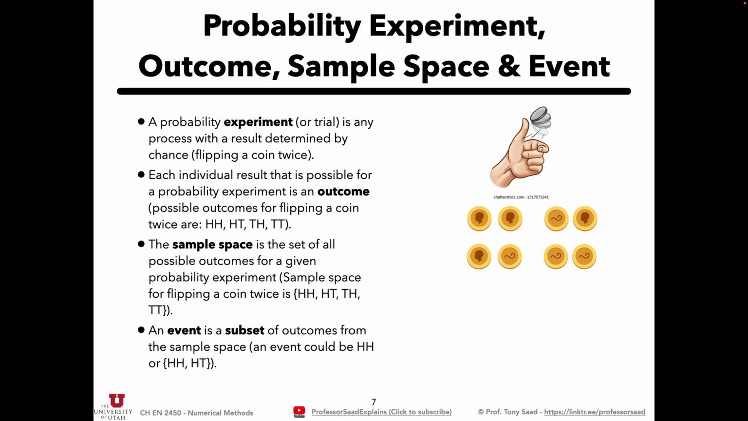And finally, an event is a piece of that sample space, and we call that a subset. So, for example, an event could be heads, then tail. So you could say, what is the probability when you're flipping the coin twice? That's your experiment. What's the probability of the following event that you get heads and then tail? Or it could be, what's the probability that you get heads and heads, right?